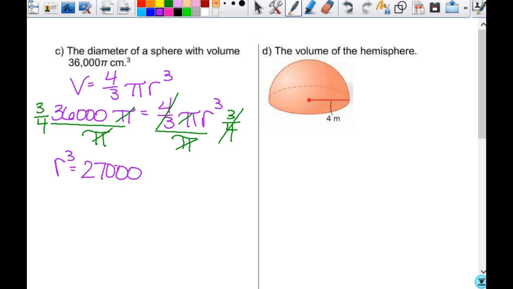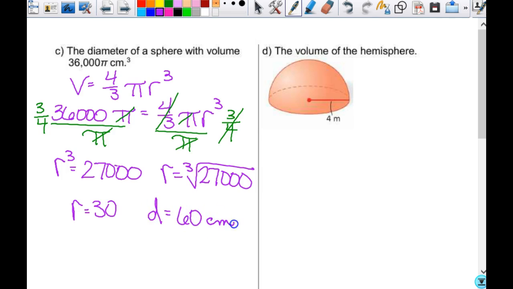Okay, and then you need to write this step. R equals cube root of 27,000. Write that down. Some of you get way too calculator happy. You try and do way too much and nobody can follow your work, and then you are not getting credit. You need to write that down. Then you can punch the buttons on the calculator and get R equals what? 30, which means the diameter is 60 centimeters. Okay. Everybody okay with that?